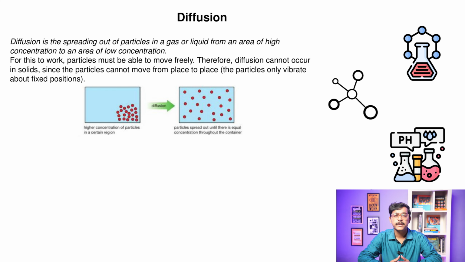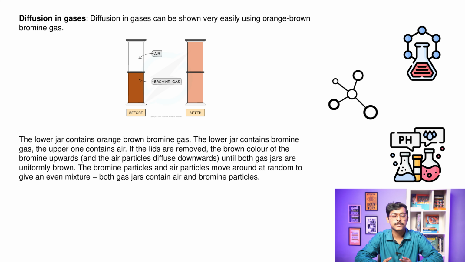So what is diffusion? Diffusion is the spreading of particles in a gas or liquid from an area of high concentration to an area of low concentration. For this to work, the particles must be able to move freely. Therefore, diffusion is not able to occur in solids since the particles are fixed in their positions. The particles in solids are only able to vibrate in their fixed positions. So let us take a look at diffusion in gases.